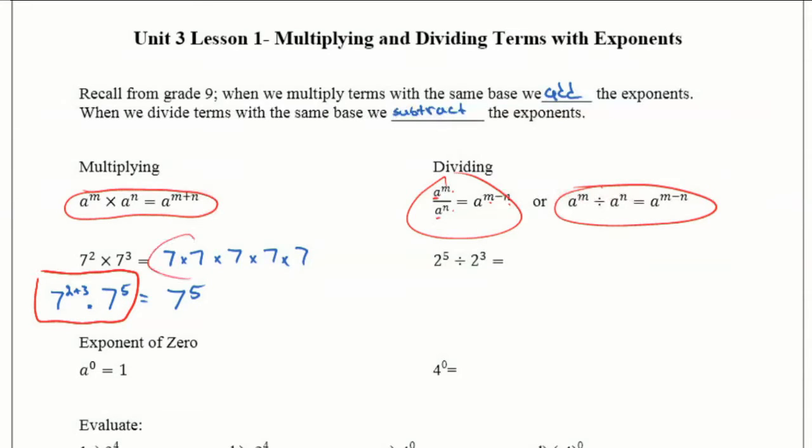This is really what's going on with the math, and then when we do it this way, it's just a little bit shorthand way of writing that.